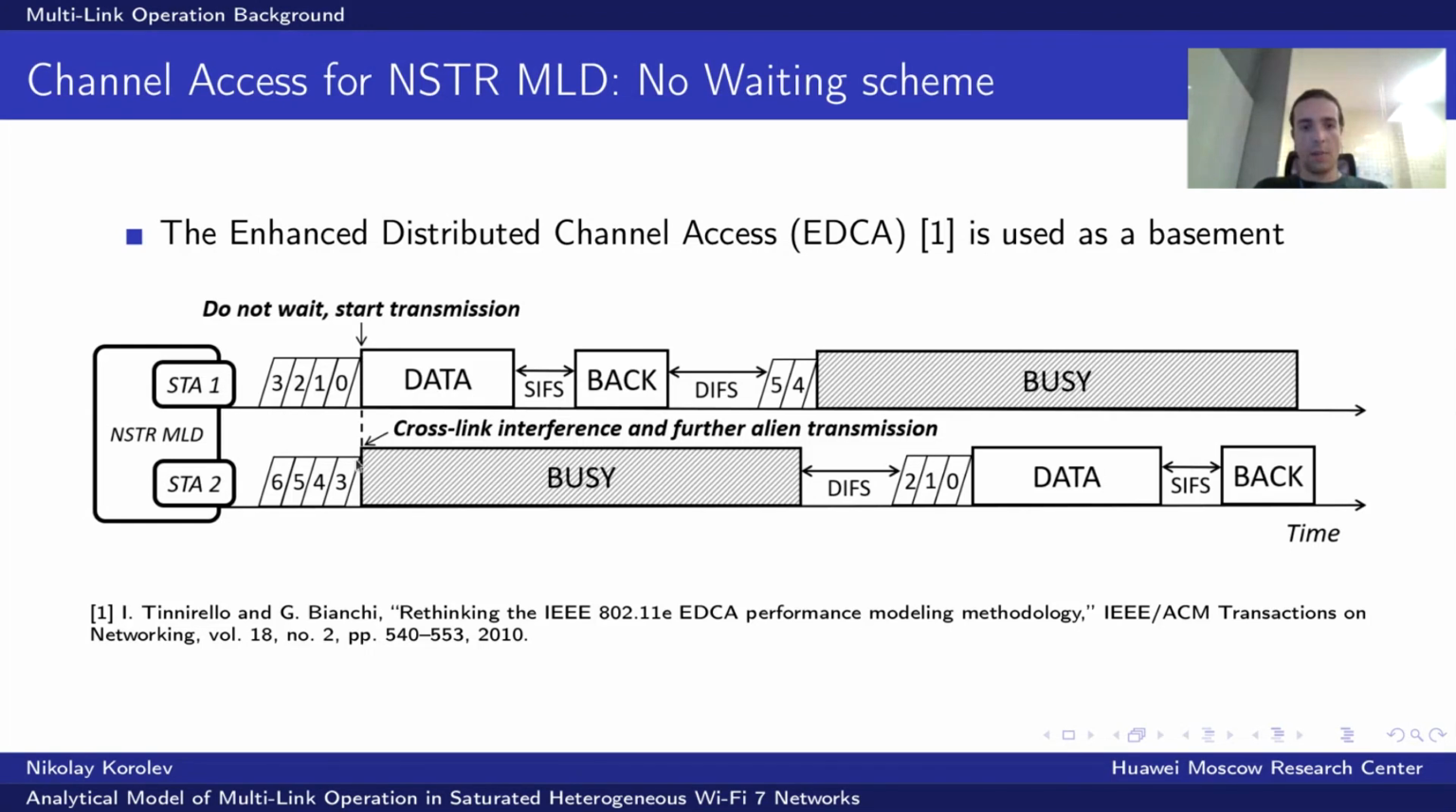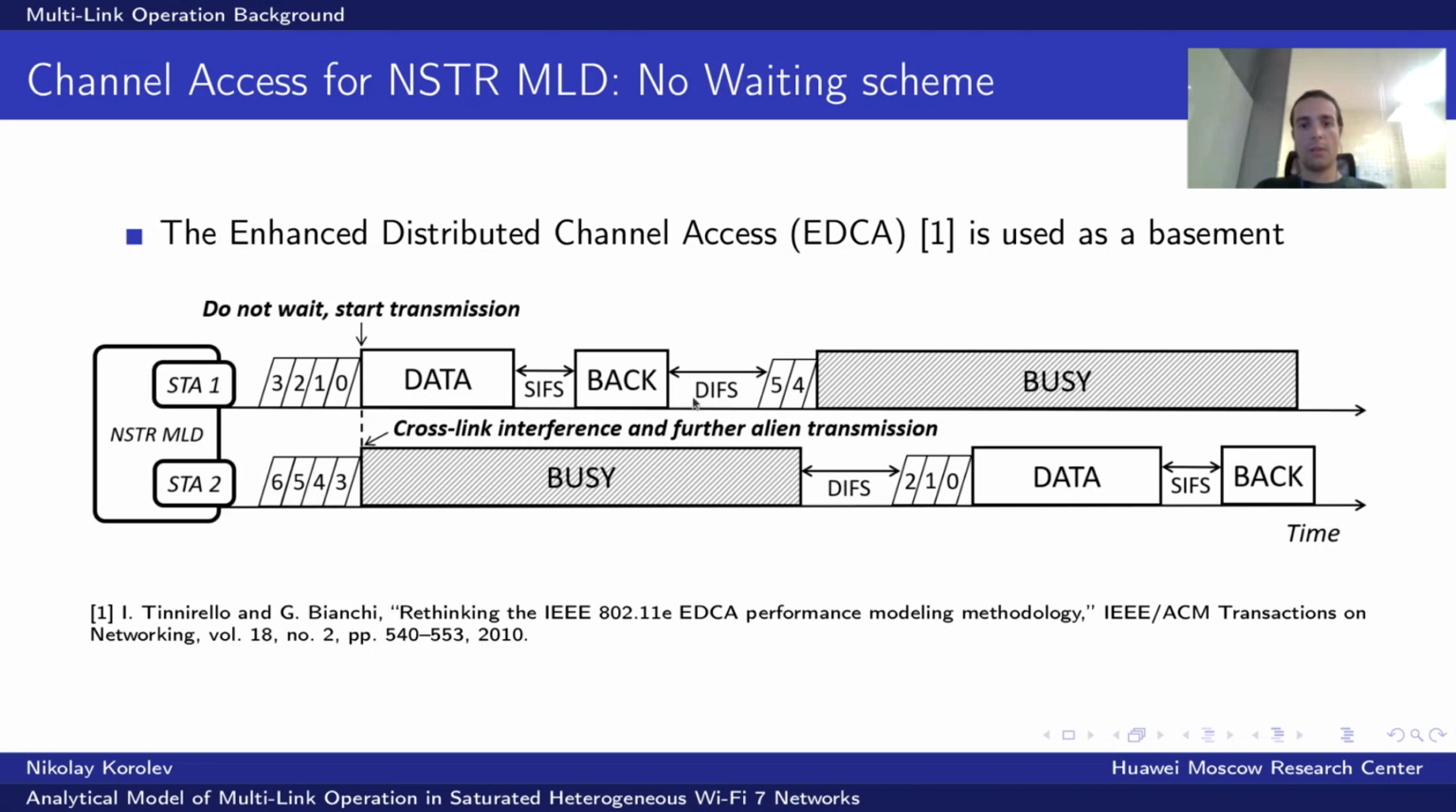But at the same time, we see that in the second link the back off counter is not 0 yet. Its value is three. So in the first scheme, we initiate the transmission on the first link, and we don't wait for the other one. When we start the transmission on the first link, we say that the second channel is now busy due to cross-link interference, and we actually don't know what happens in this channel. We just consider it as busy.